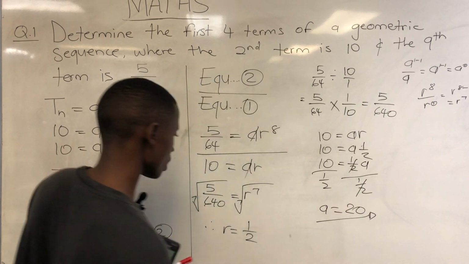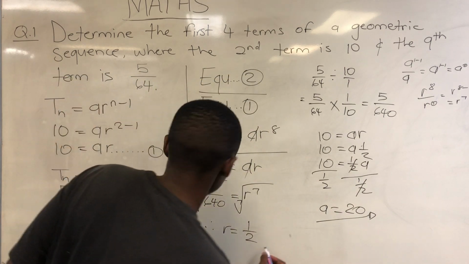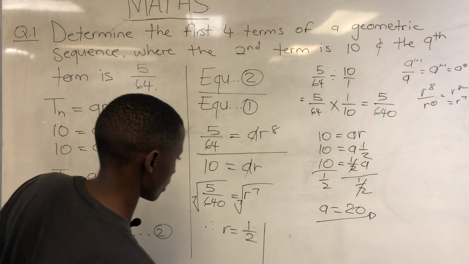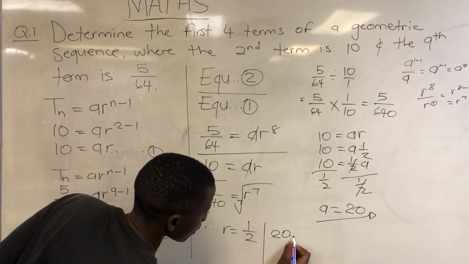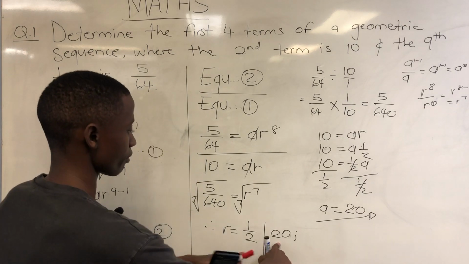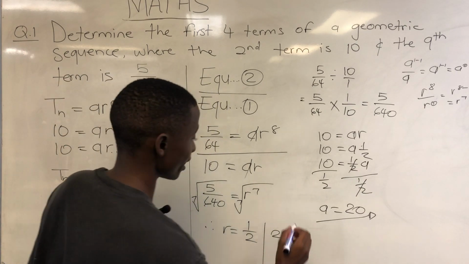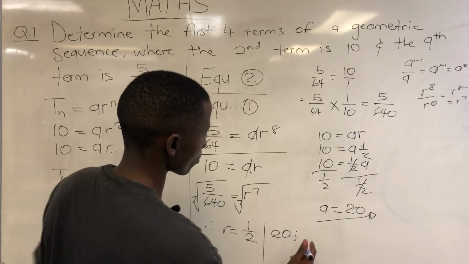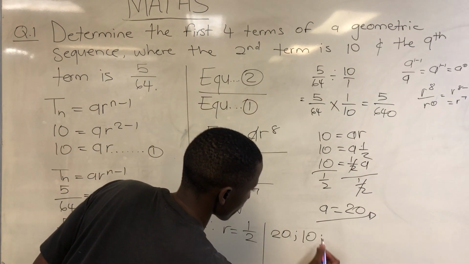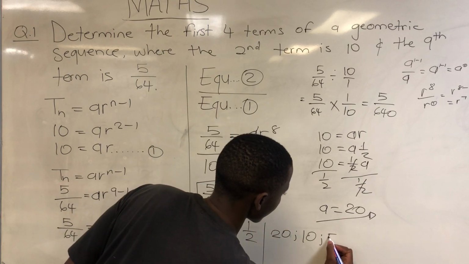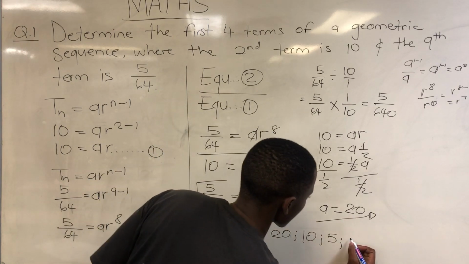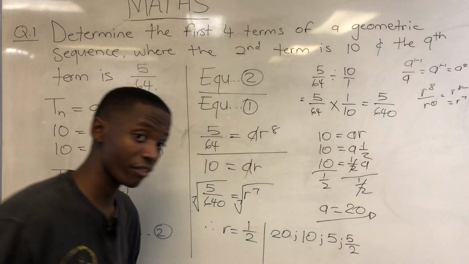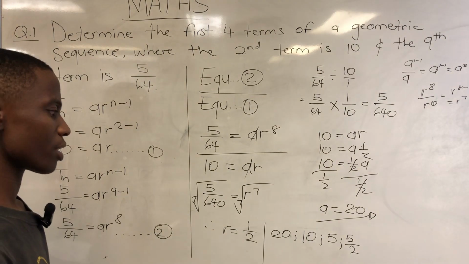So if we have 20, we're just going to have 20 multiplied by half, which is going to be 10, the second term. Multiplied by half is going to be 5. Multiplied by half is going to be 5 over 2, or 2.5. Yeah, that's how it goes.